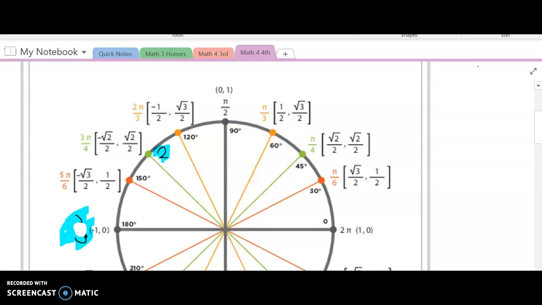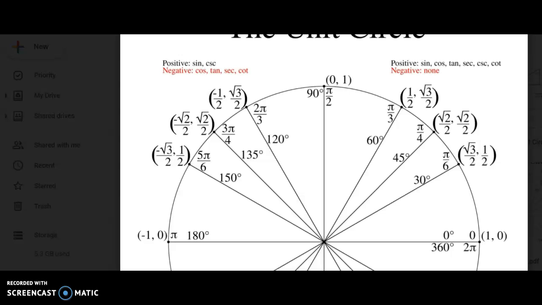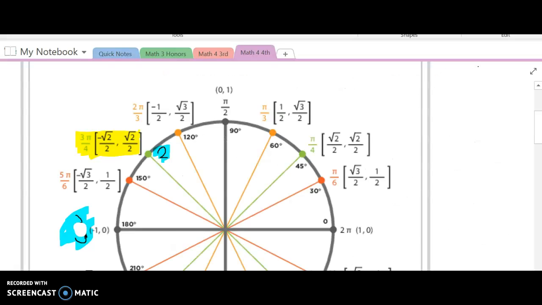All right, so then number 2, we are at the negative root 2 over 2, root 2 over 2 as well, and then 3 pi over 4. So I suggest going to 3 pi over 4 and finding what it is in degrees. So pi over 6, pi over 4, pi over 3, pi over 2, 2 pi over 3, 3 pi over 4. And in degrees, it is 135. So I'm going to say 135, and that is my answer.